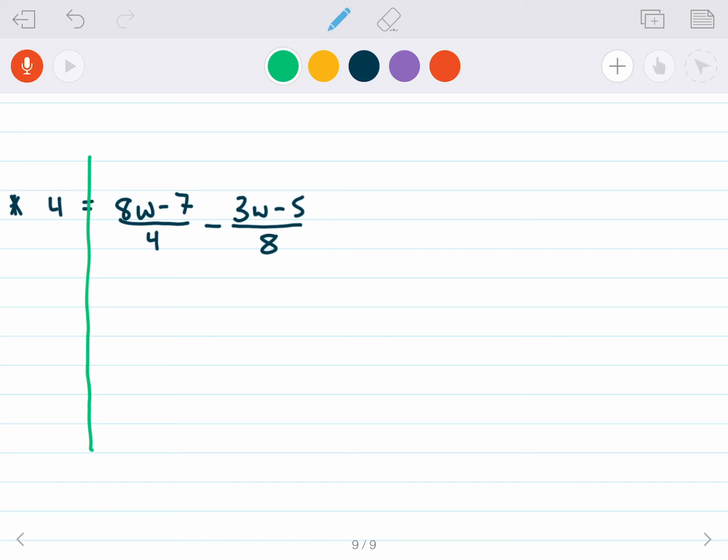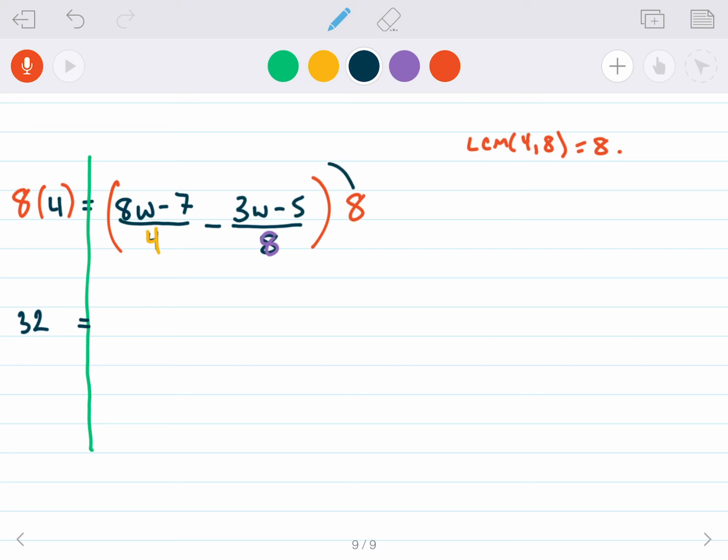Okay. So here I have two denominators. I have a 4 and an 8, and the least common multiple between 4 and 8 is 8. You should verify this, okay? What I want to do is I want to multiply both sides by the least common multiple, which happens to be 8. On the left, that's easy. 8 times 4 is 32.